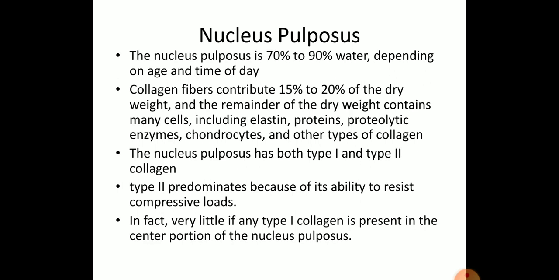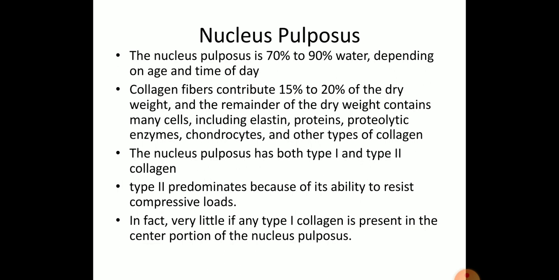So first, the nucleus pulposus. Nucleus pulposus is about 70 to 90% water content, depending on the age and the time of day. It mainly depends on age and the time of day. As we grow older, the water content in the nucleus pulposus can come down. So in an aged or geriatric person, the water content in the nucleus pulposus is much lesser compared with a young adult.